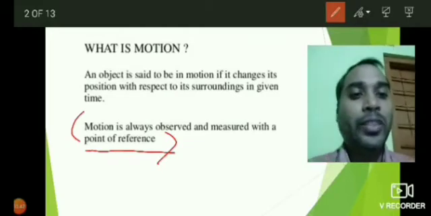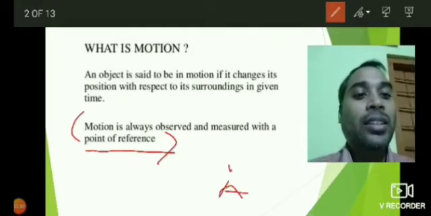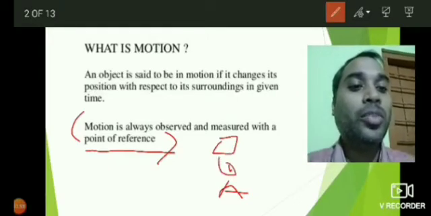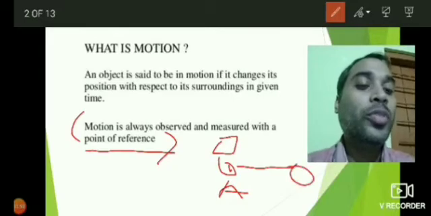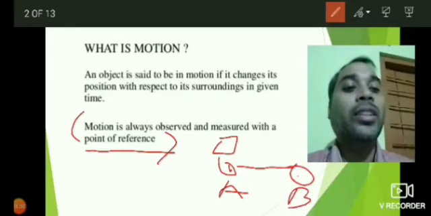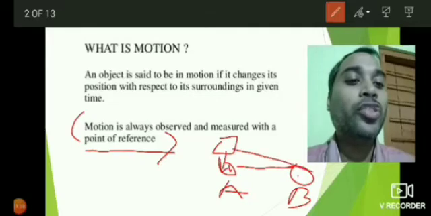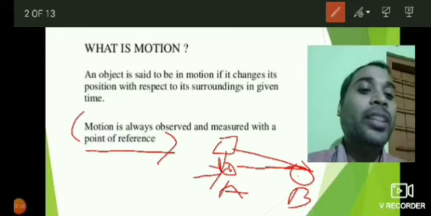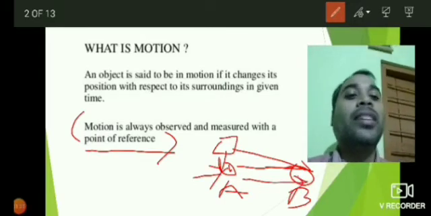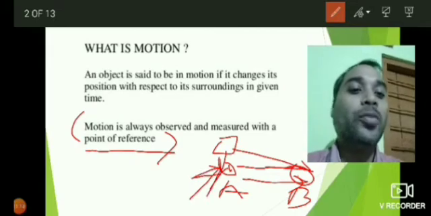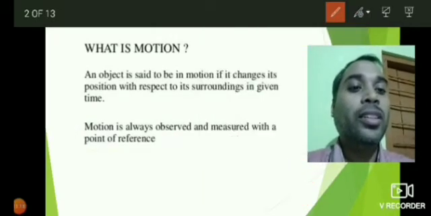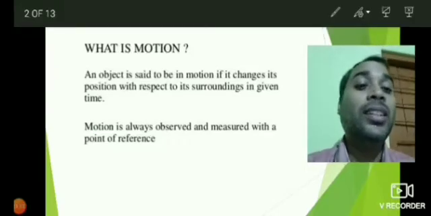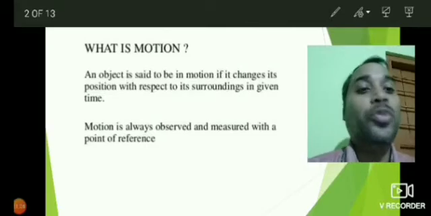That means if we consider a point here A, and suppose an observer is here, he should see that this object from point A moves its position to point B. Here he can observe two different positions of this object, and thus he can say that this object is moving from this direction towards this direction. We'll consider this as a reference point, the starting point. There will always be a reference point with respect to which we can say that an object is moving.